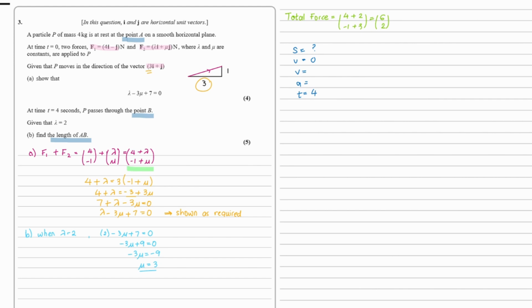Because the particle is accelerating, we can use the formula force is equal to mass times acceleration to find the acceleration. We now know the resultant force is 6 and 2. The mass of the particle is 4, and we are looking for a. So we can divide these vectors by 4 to get a. So 6 divided by 4 is 1.5, and 2 divided by 4 is 0.5, and this is the vector for acceleration.